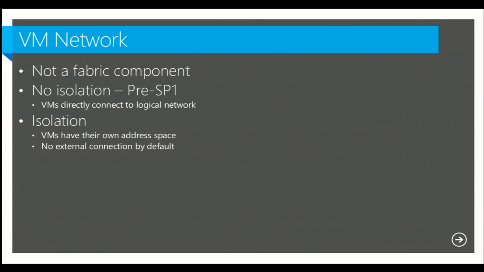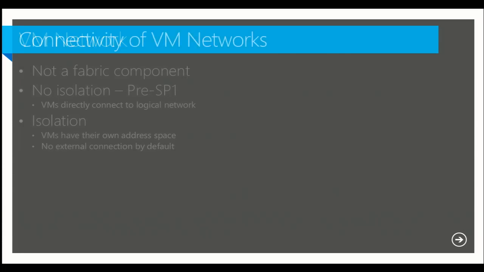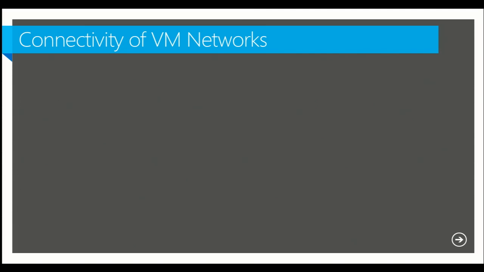So in isolation mode, your VMs have their own address space. That's often what we refer to as the CA, the customer address space. By default, the isolations have no external connection. In order to have some kind of external connection, you're going to need a gateway of some sort. So that brings us to the connectivity of the VM network, which requires a gateway device. A gateway device is available right now.